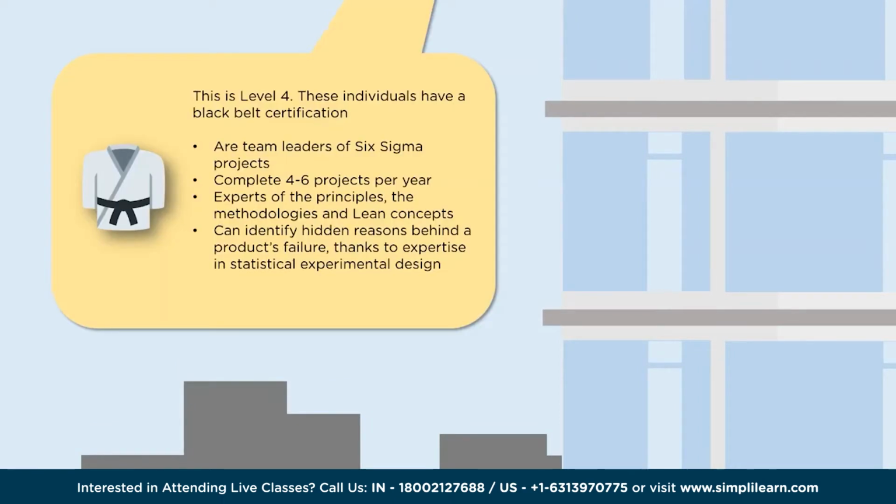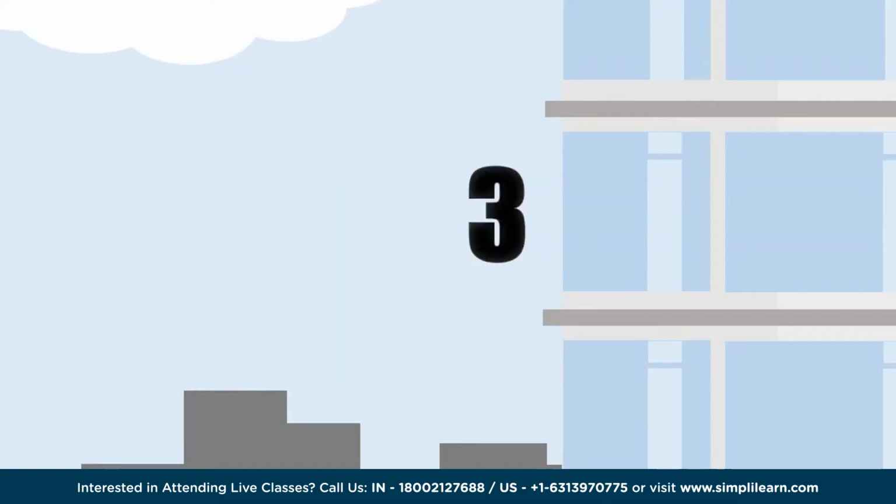These are individuals who have a black belt certification. They're usually team leaders of a Six Sigma project. They complete 4 to 6 projects a year and are experts in the principles, methodologies, and lean concepts. Thanks to their understanding of statistical experimental design, they can also understand the hidden reasons behind why a particular product failed. And now we're at level 3.